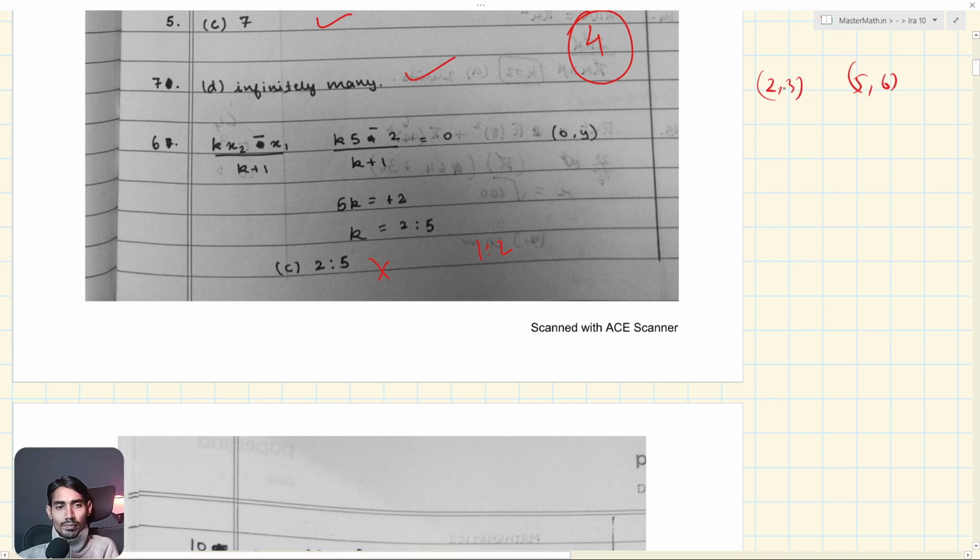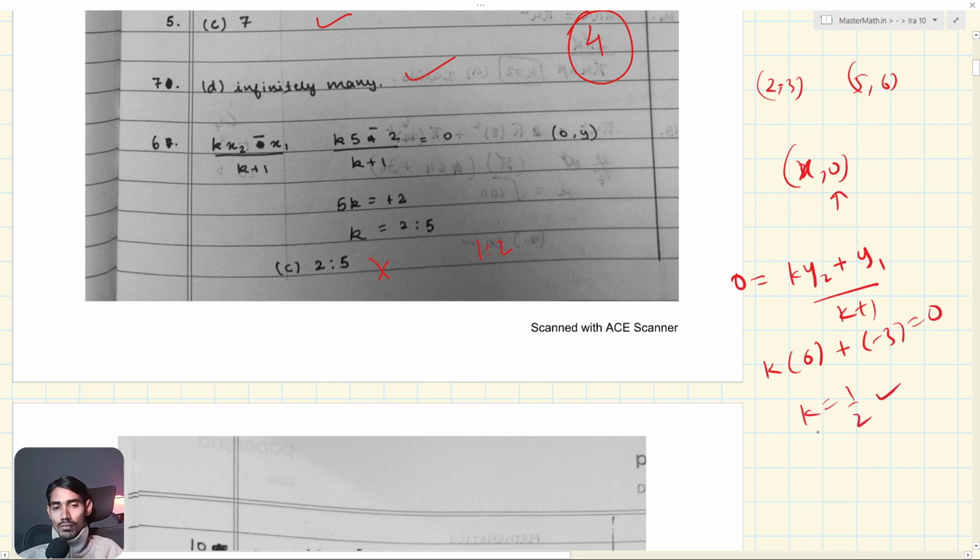-3. X-axis. So for the x-axis, you will have x, 0. So 0 is equal to k y2 plus y1 over k plus 1, right? Y is 0 on the x-axis. So k into 6 plus y1, which is -3, is equal to 0. K is equal to 1:2. ठीक है.